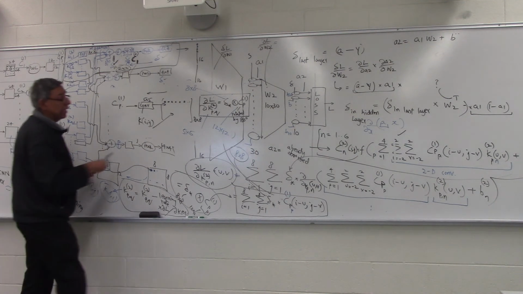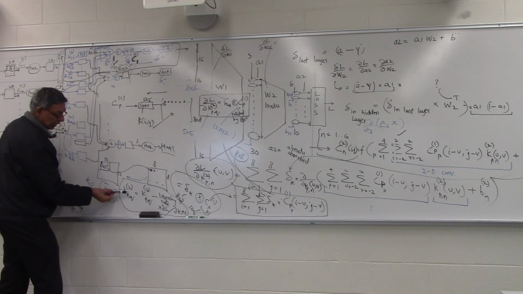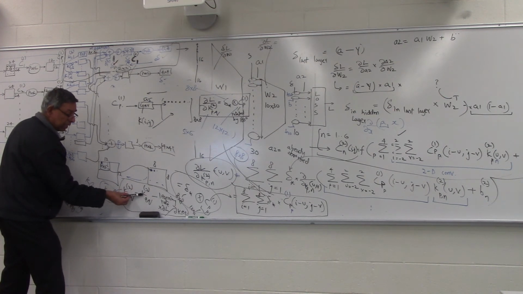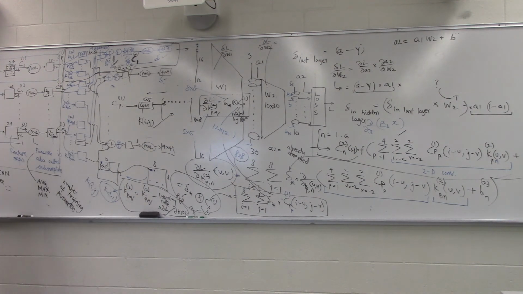Once we have the gradient with respect to the kernel, then, like I said, it's easy. We update the kernel by the original value minus the learning rate times the gradient. And we keep doing that. So anyway, up to here hopefully makes sense.